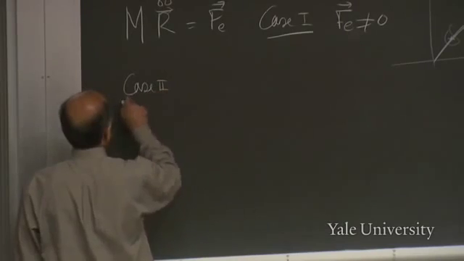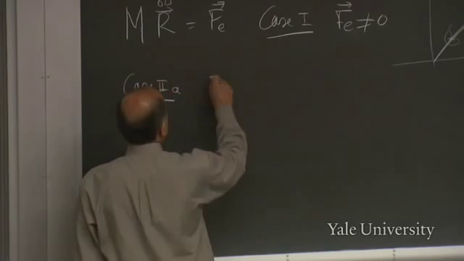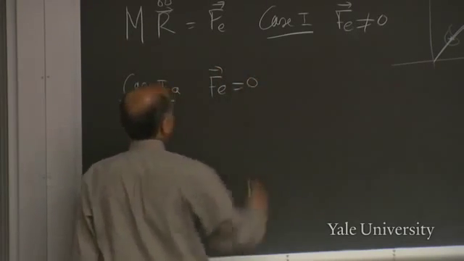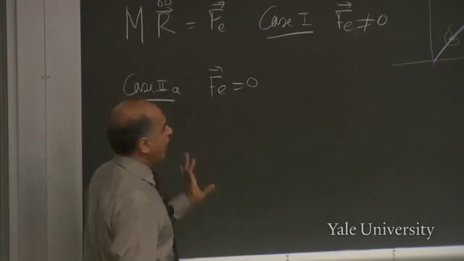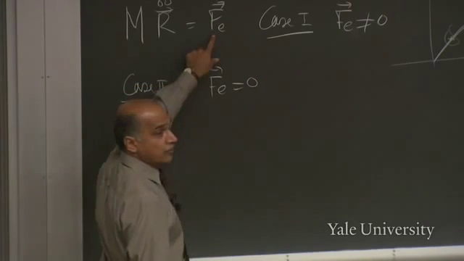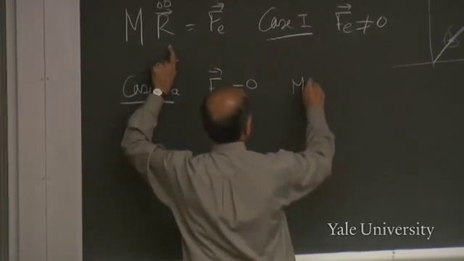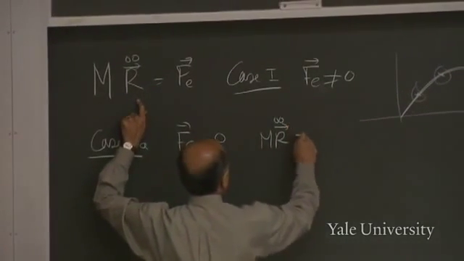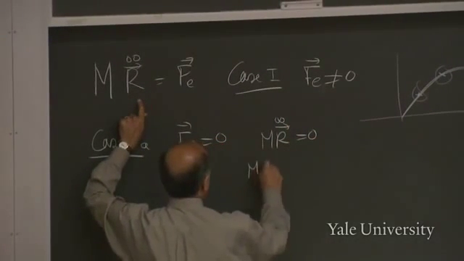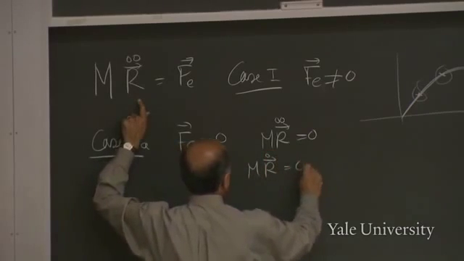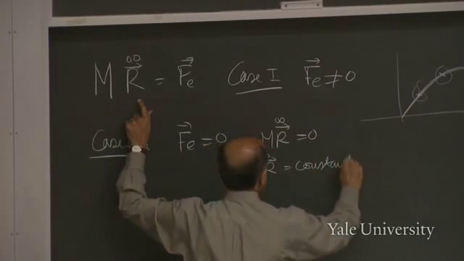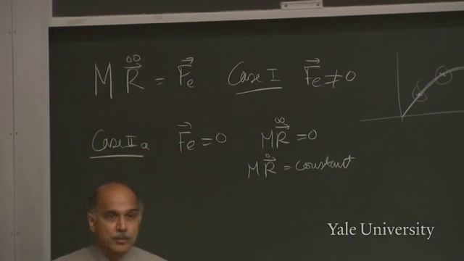Case 2, if you want case 2a, is F external equal to 0. What does it mean if F external is 0? That means this is 0. That means m r double dot is 0. That means m r dot is a constant because it's not changing. Who is this m r dot? What does it stand for? Well, it looks like the following.